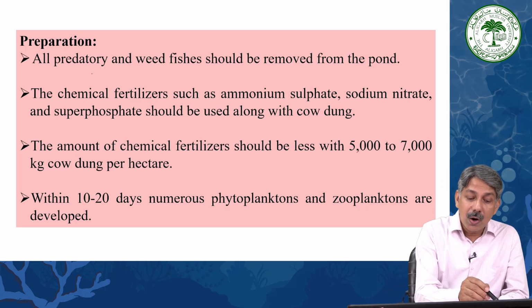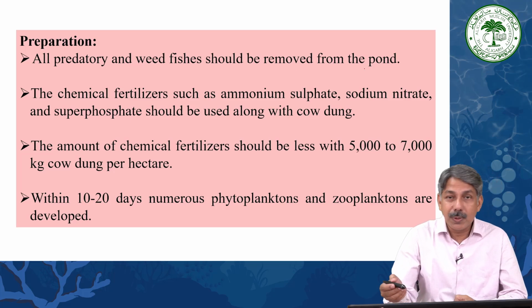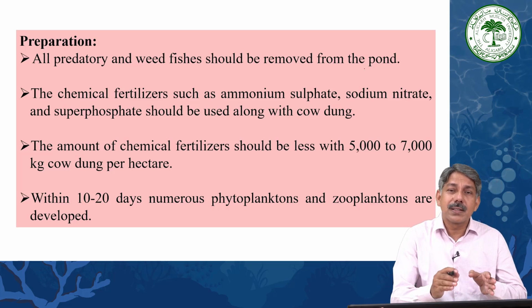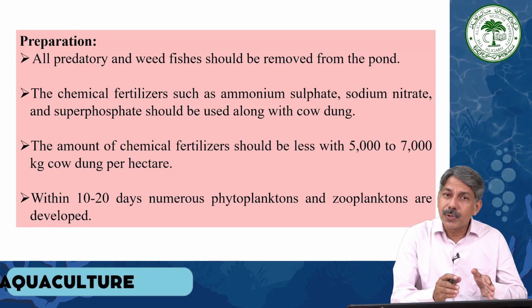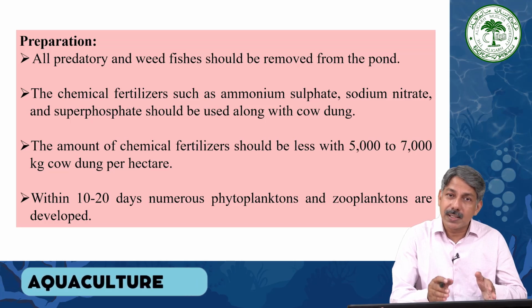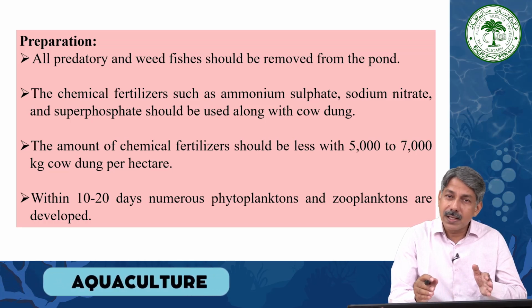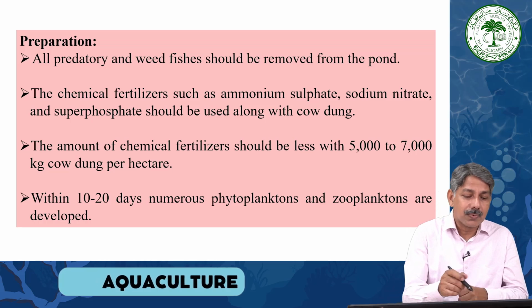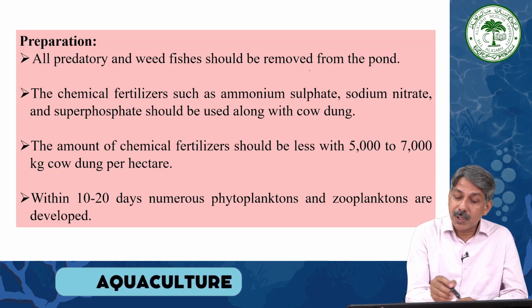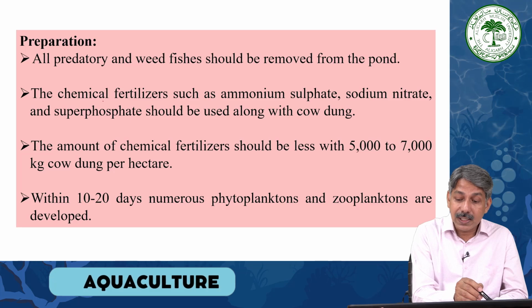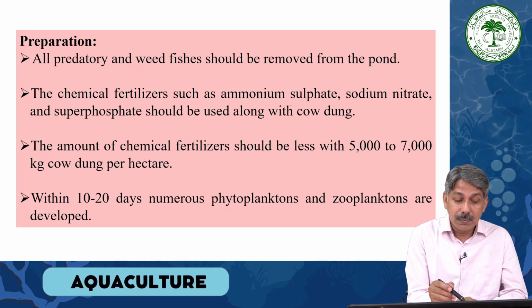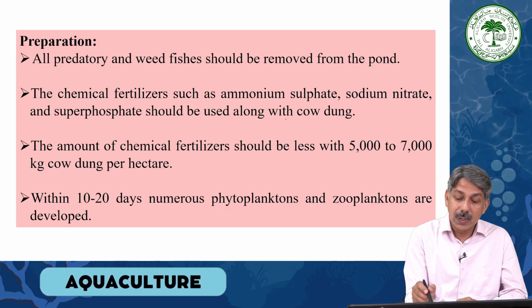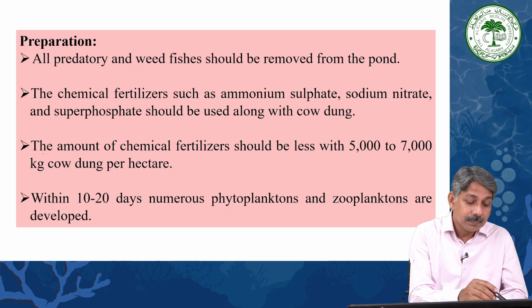How do we prepare? All predatory and weed fishes should be removed from the pond. Many of these things I have already discussed with you in my lecture on semi-intensive farming. There I discussed very briefly. Here we can have a little more information. All predatory and weed fishes should be removed from the pond. Then chemical fertilizers, along with cow dung, can be applied.